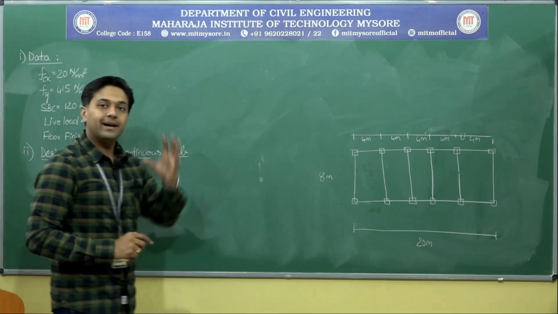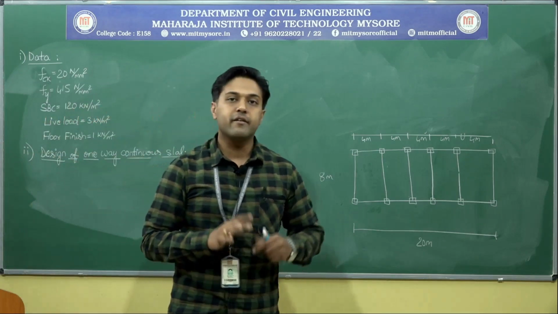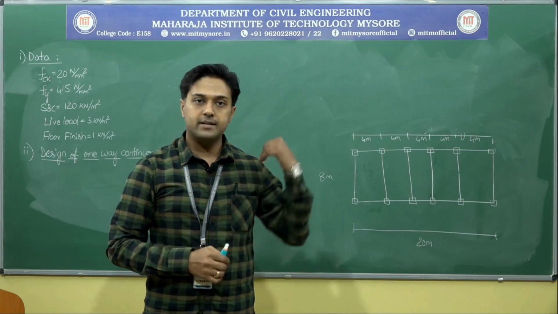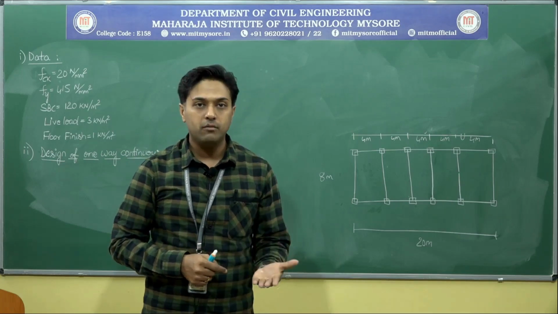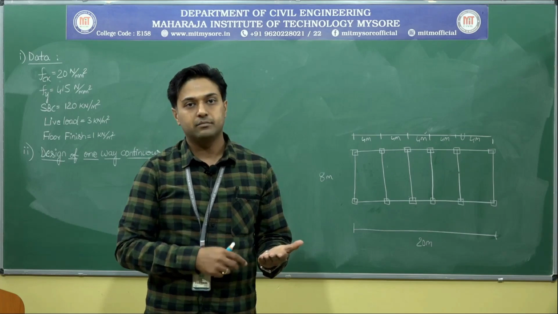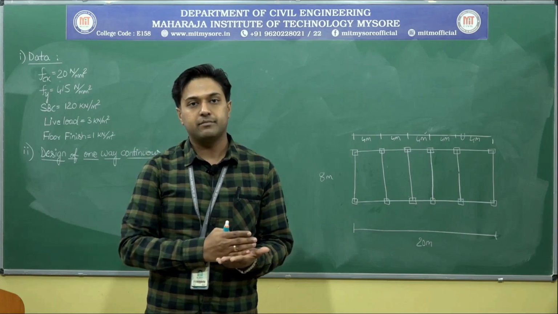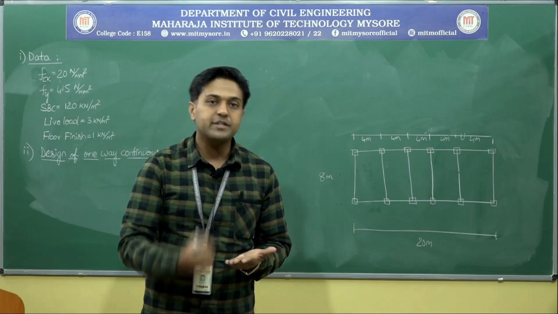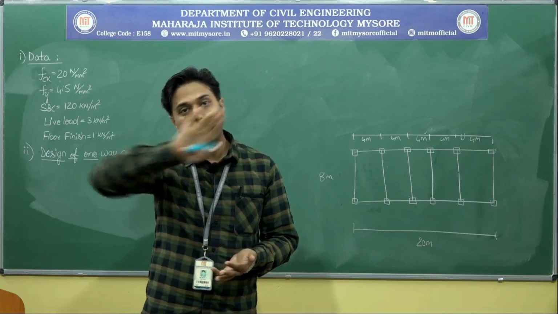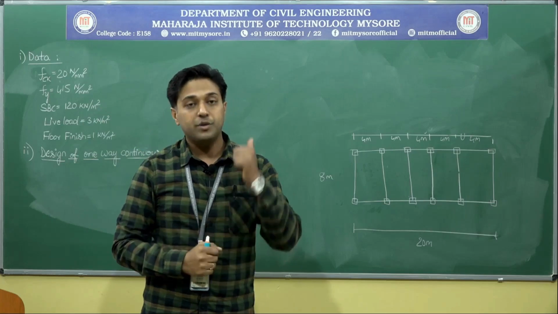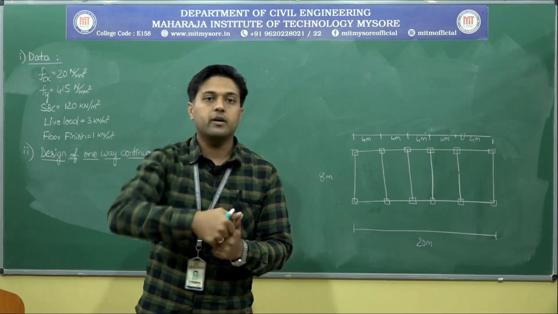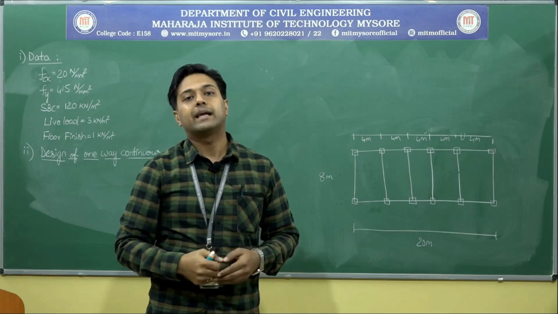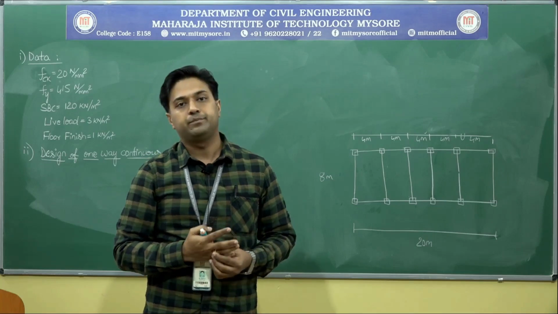Now the general design procedure. What is the general design procedure? As it is a slab, finally what do I want? I want the spacing of bars. If I want the spacing of bars, I want to know the area of steel. How much area of steel you need to provide depends on how much it bends, that is the bending moment, and what load you are applying. So first I need to calculate the load.